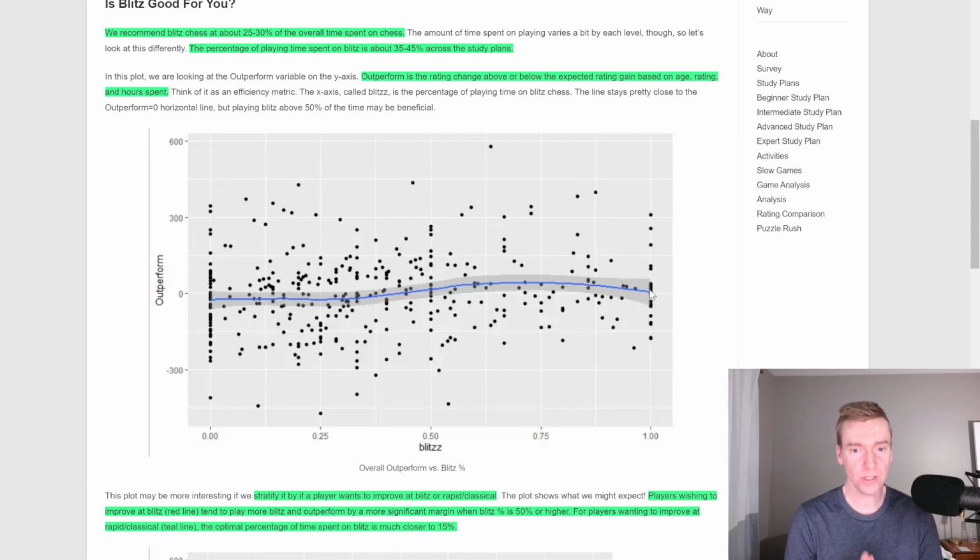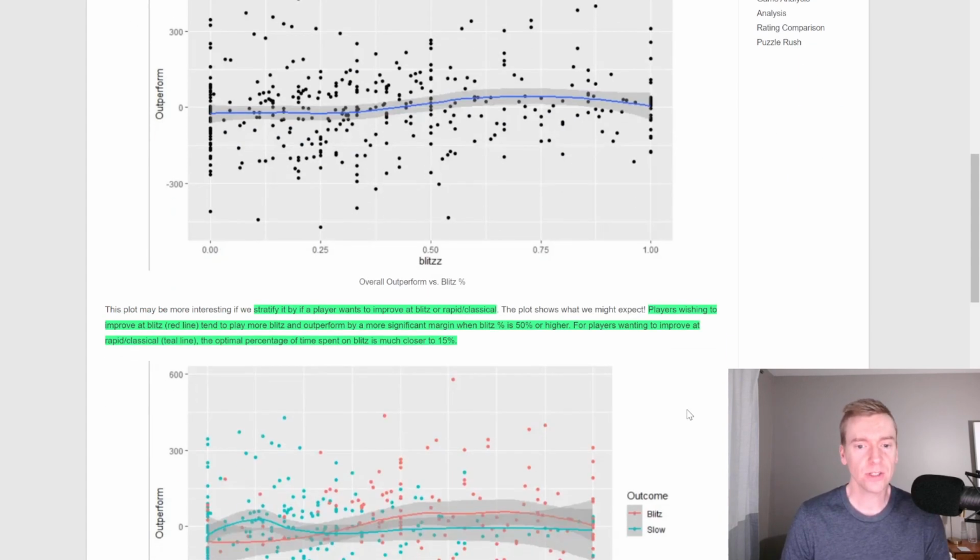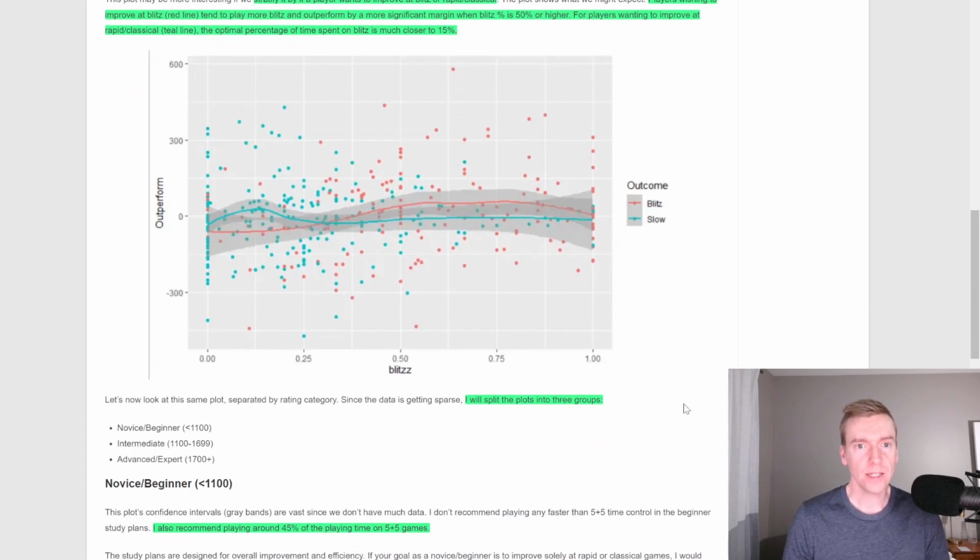But I think it's more interesting now if we take this data and we stratify it based on the ratings of the players and also the goals of the players. So let's start with the goals of the players. So what I did here was I created two lines. The teal line is for players that want to improve in slow chess specifically. So this includes rapid chess, classical chess, and daily chess. And what we see here is the optimal, the most efficient amount of time spent on Blitz for players that are looking to improve on slower chess is somewhere right around 12.5 to 15%.